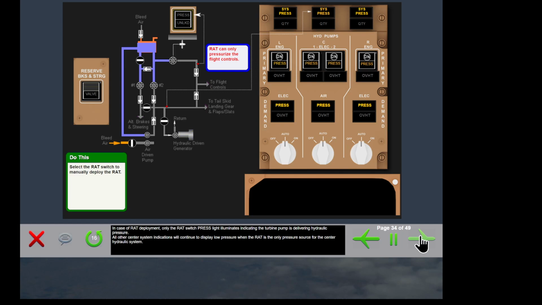In case of RAT deployment, only the RAT switch press light illuminates, indicating the turbine pump is delivering hydraulic pressure. All other center system indications will continue to display low pressure when the RAT is the only pressure source for the center hydraulic system.